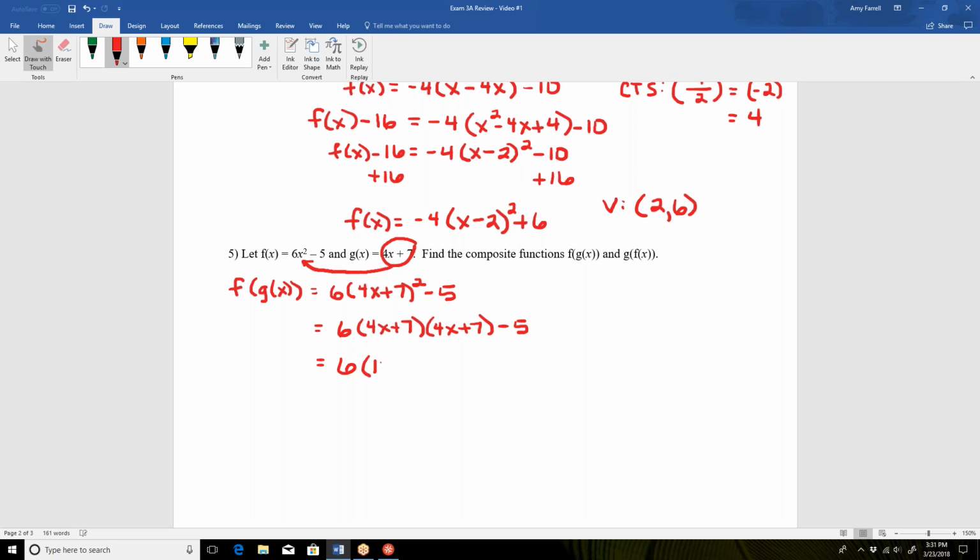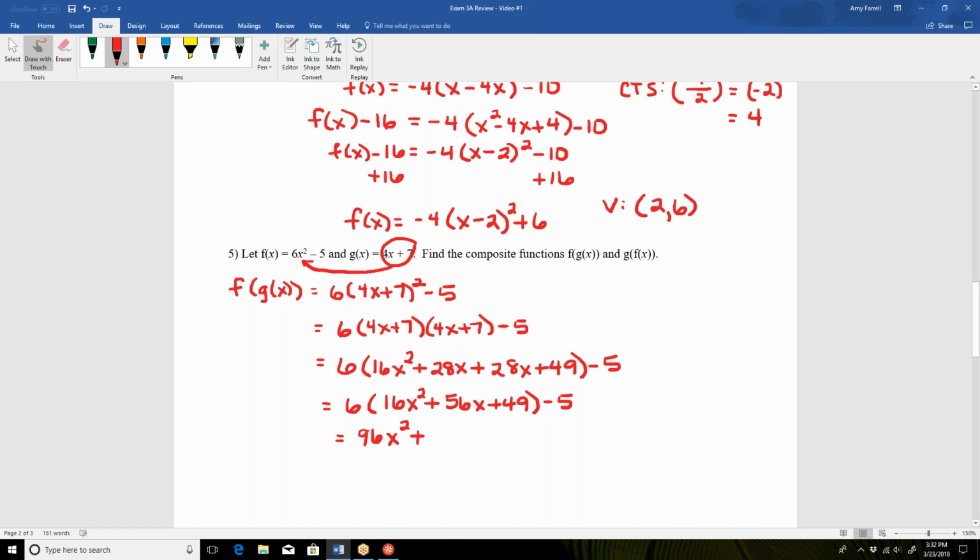foiling here. So I'm going to get 16x squared plus 28x plus 28x plus 49. So I'll have a minus 5 here. I'm going to combine like terms inside my parentheses to get 16x squared plus 56x plus 49. Then I can distribute my 6. So 16 times 6 would be 96. 56 times 6, oh boy.